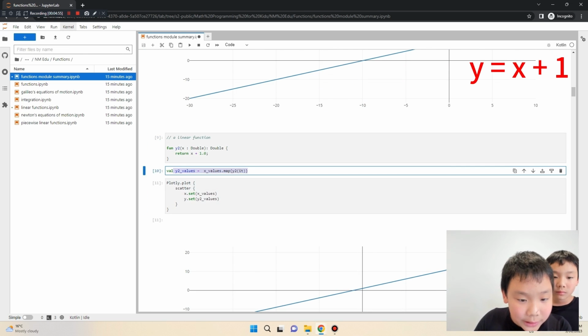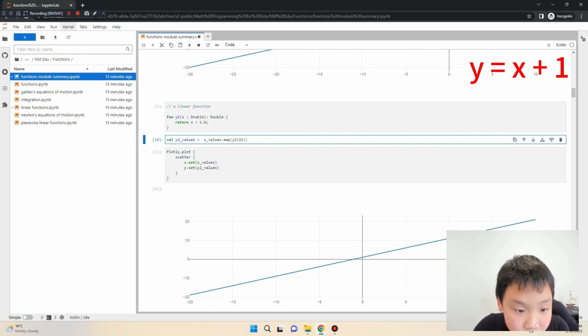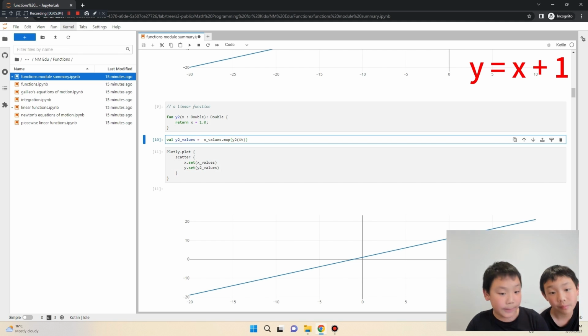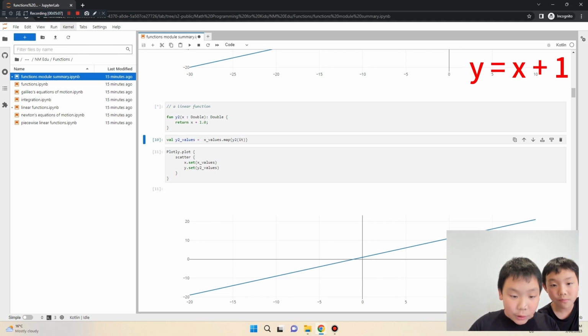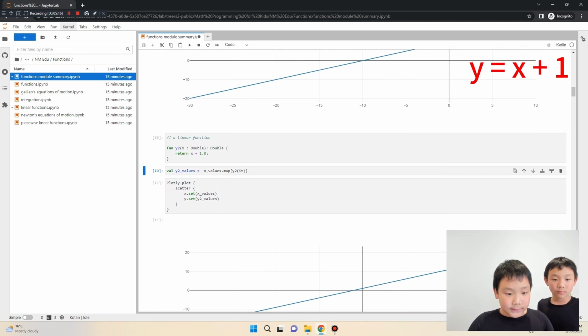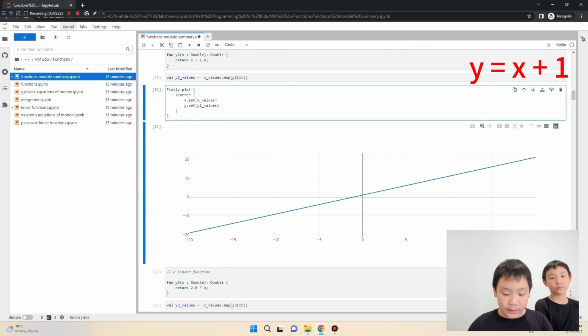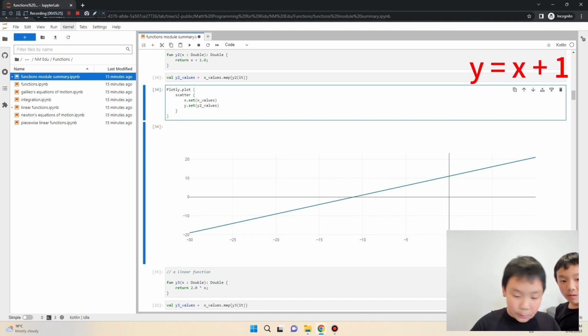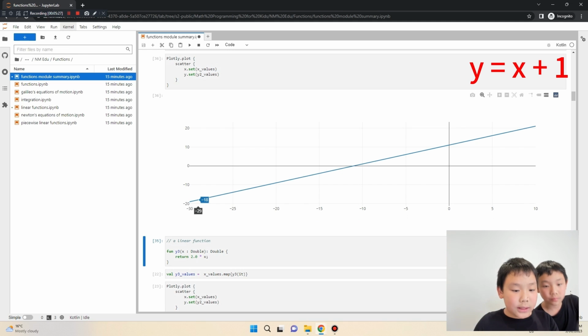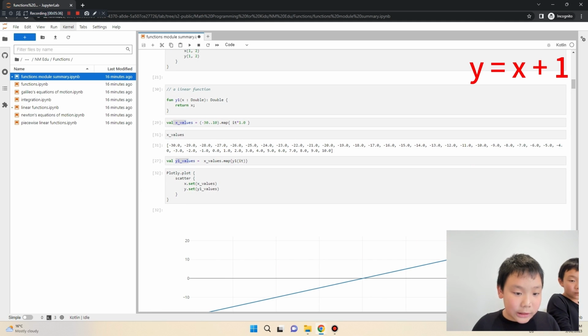So the y values equal the x values, but instead of using the y1 function, we use the y2 function. So it's all the x values plus 1. That means this will be -29, this will be -28, this will be -27, and so on. Now we set the x values and y2 values because we changed the function, and now look what we get when we plot this: 19, 19, 18, and so on. These are the x values here.